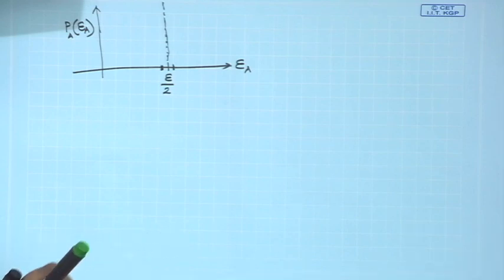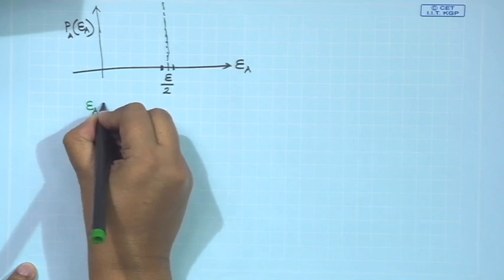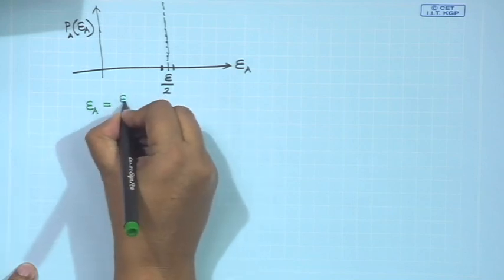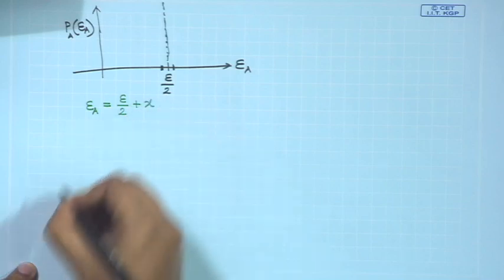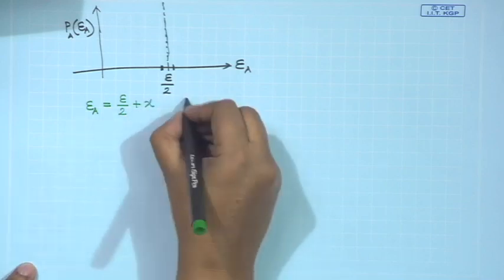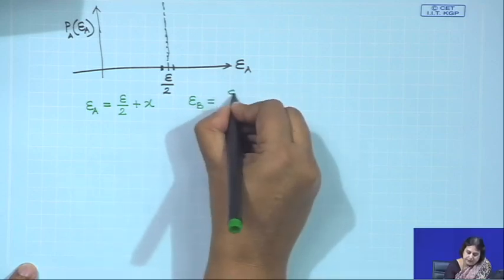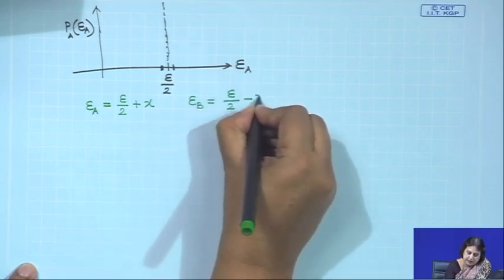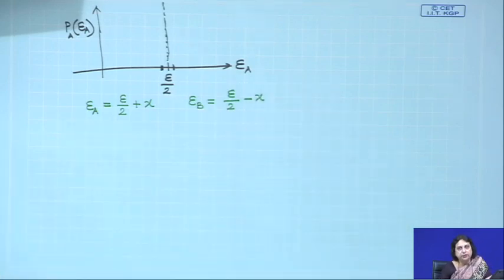Now, let me say that I have a situation where epsilon A is equal to epsilon by 2 plus x. So, what is going to be the corresponding value of epsilon B? Epsilon B is going to be equal to epsilon by 2 minus x, so that the two of them add up together and give you the total energy epsilon. Under such circumstances, what happens?